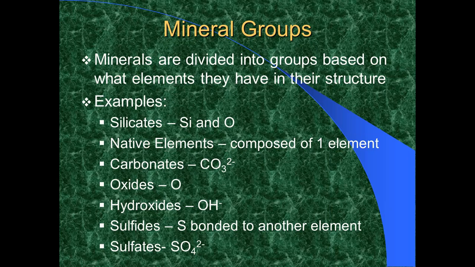Sulfides have sulfur bonded to another element. And then we have our sulfates, which have a sulfate group, which is an SO4 2- group. So minerals are classified on their elemental composition. Now let me show you what some of these groups look like.